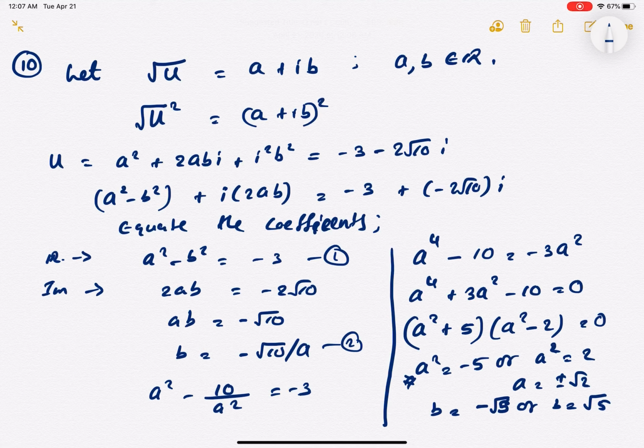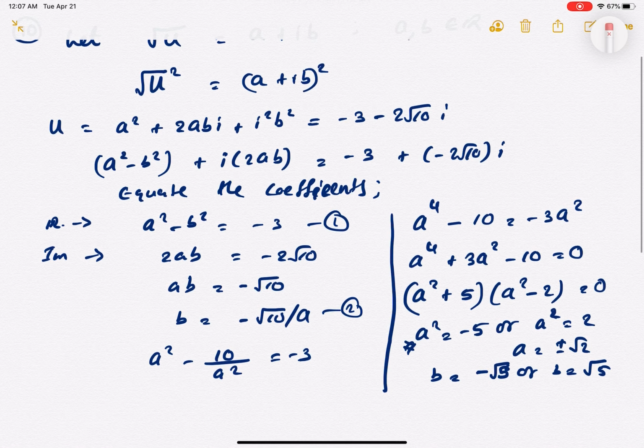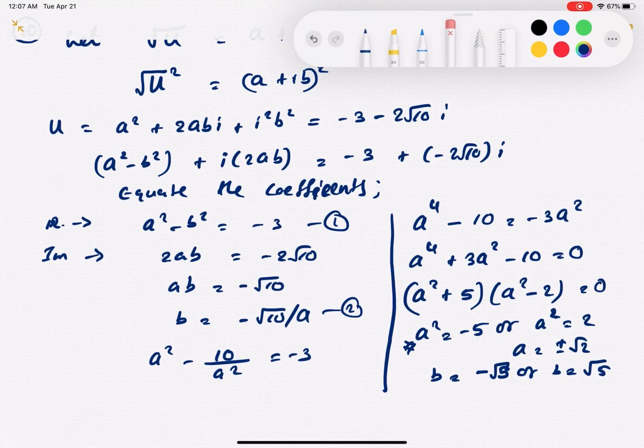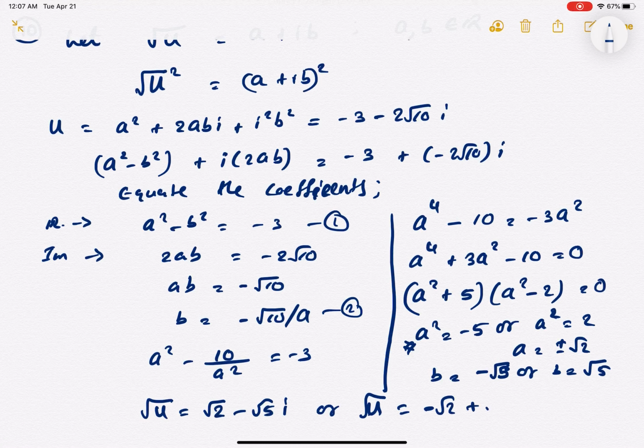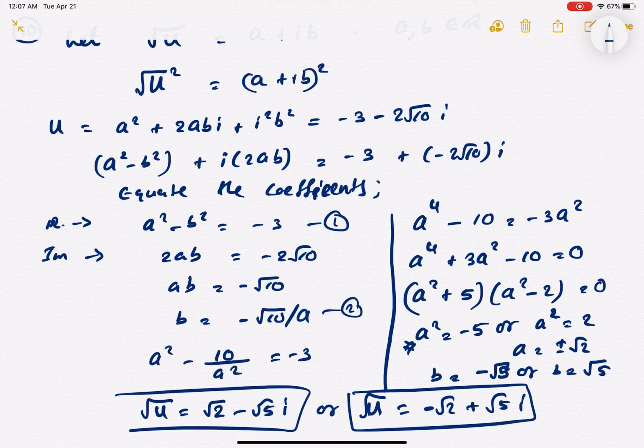So you have two options for your root u. Root u is going to be root 2 minus root 5i, or root u is equal to minus root 2 plus root 5i. So we end up getting two solutions for the a part. Hope you understand.